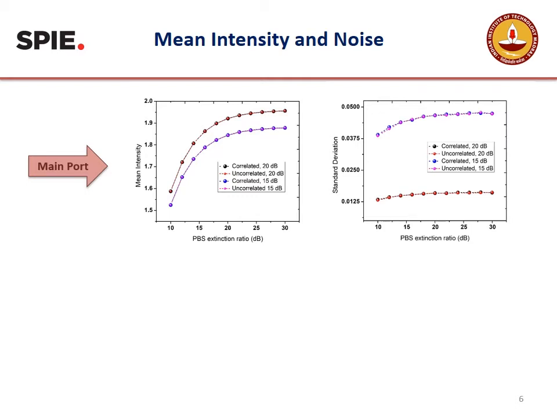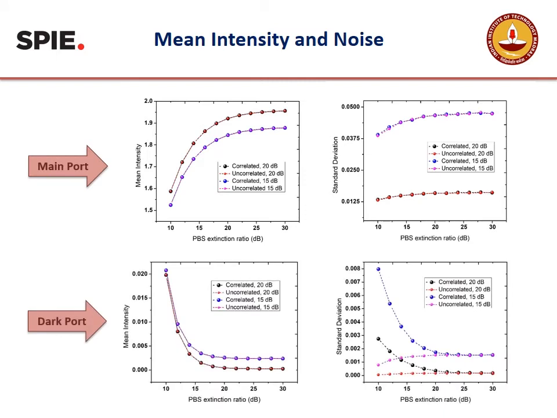We can see that there is no visible difference in the mean intensity whether the beams are correlated or uncorrelated. In the case of standard deviation also, there is no visible difference. The mean intensity increases with the PBS extinction ratio because when the PBS extinction ratio increases, the PBS is going into a more ideal one. Next is the dark port results.